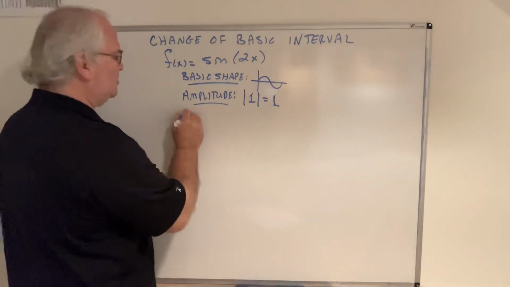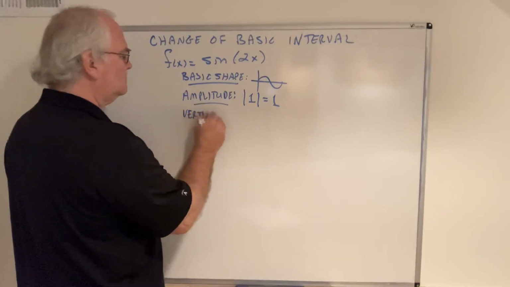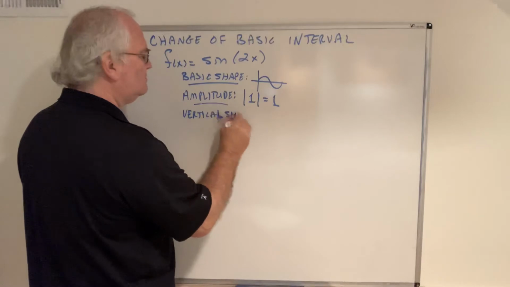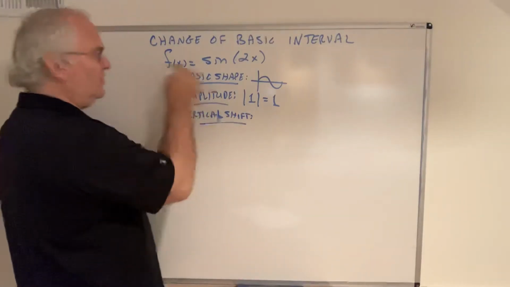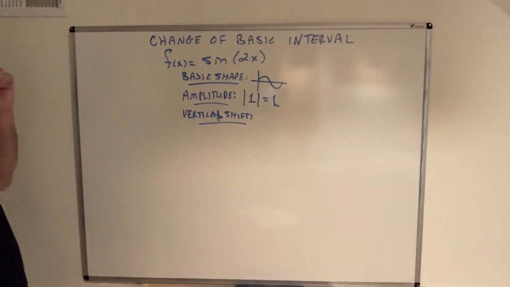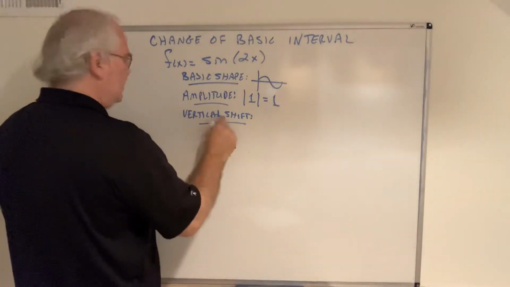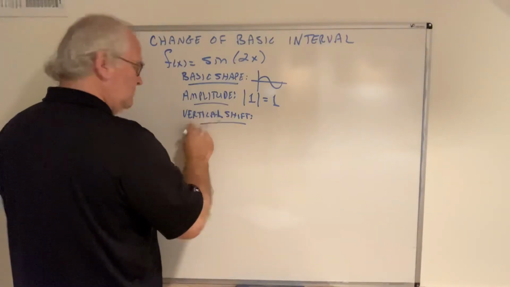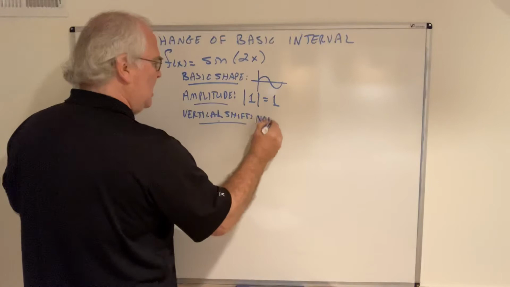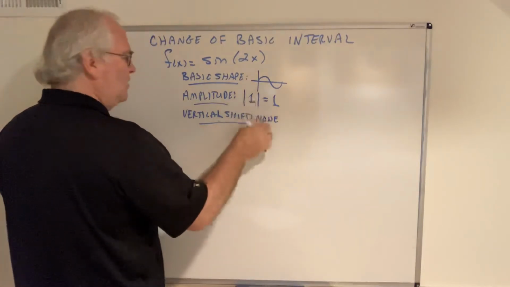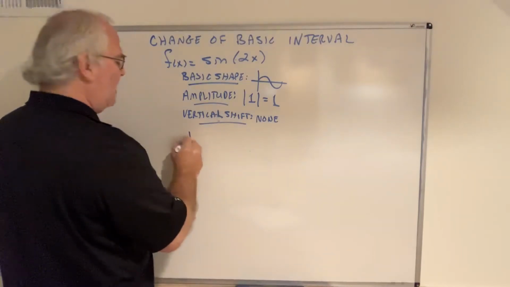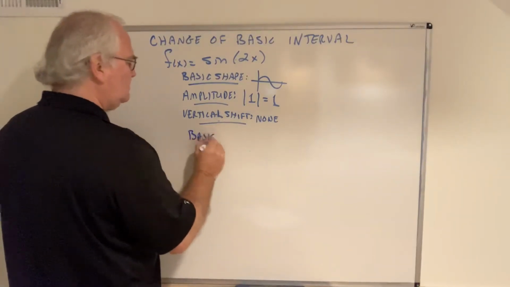Is there any vertical shift? There is no vertical shift, because we're neither adding nor subtracting anything from our function. So the vertical shift, there is none. If there is no vertical shift, you don't leave it blank. You actually write the word none. That way I know that you've taken that into account. And then here we are. Now we have the basic interval.